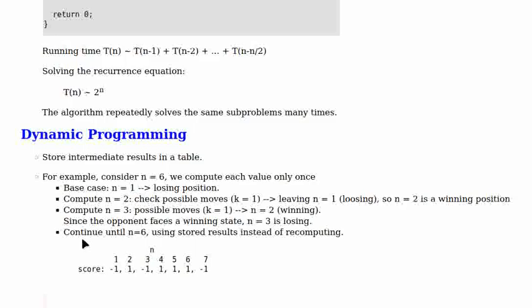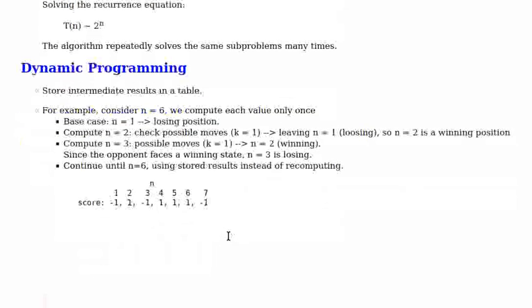We continue the computation until n equals 6, using stored results instead of recomputing. This way, each subproblem is solved only once, reducing the total runtime from exponential to linear in n. This table shows the scores of the player starting with different values of n up to 7.